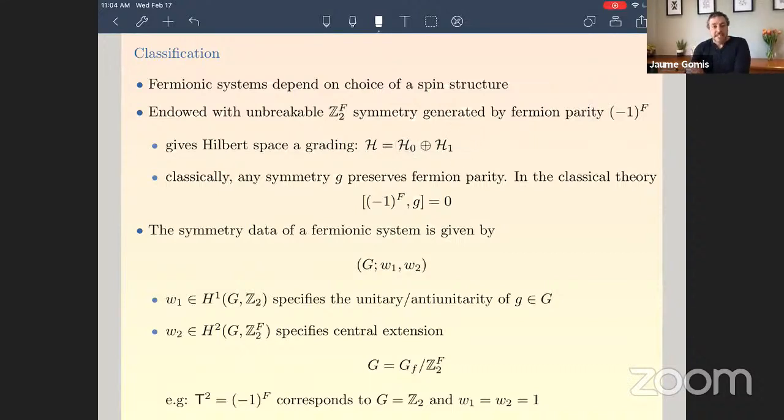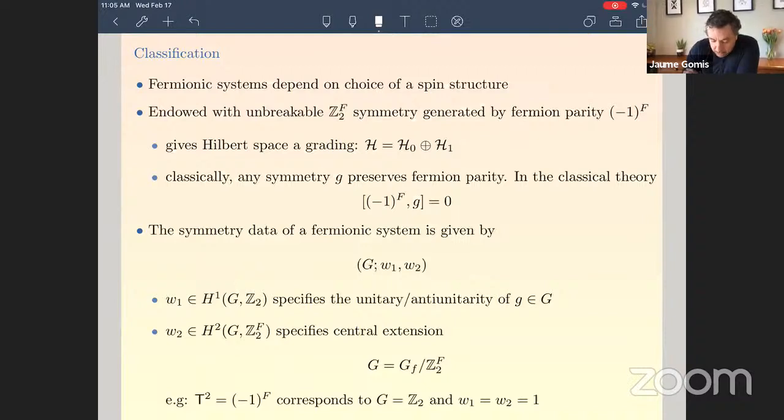Okay? Now, classically, any symmetry G preserves fermion parity, which means that in the classical theory, -1 to the F commutes with any putative symmetry the system may have. This will be important later when we discuss anomalies. That's a statement of the classical theory, that G always commutes with -1 to the F. And by the way, this tells you that -1 to the F is a central element. It commutes with all other symmetries in the problem. So, having said that, now we can discuss what is the data that characterizes the symmetry of a fermionic system. So it's given by a group G.